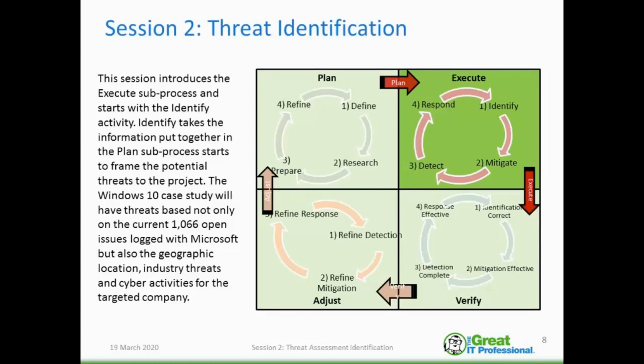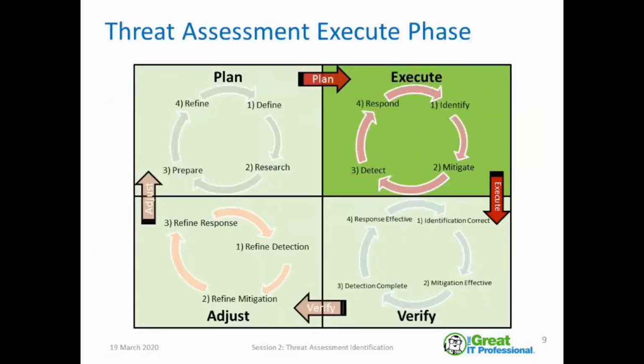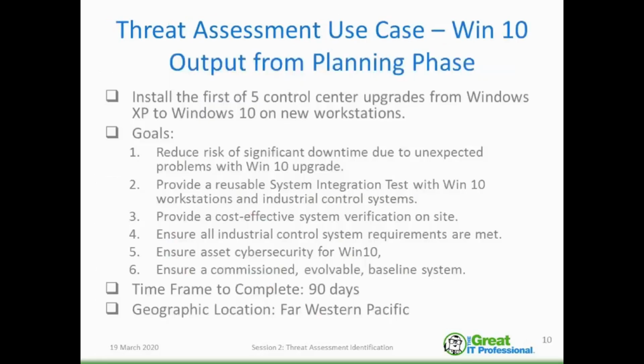So this time we're going to look at the execute phase, and we're going to continue with our Windows 10 case study within the execute phase. Our threat assessment use case was for installing the first of 5 control center upgrades, moving from Windows XP to Windows 10 on some new workstations. We talked about the goals last week, and we wanted to make sure that they were specific, and we made them specific to what we were going to do with the Windows 10 upgrade.